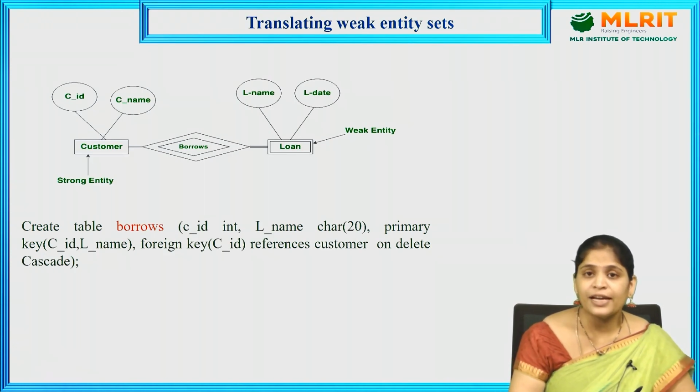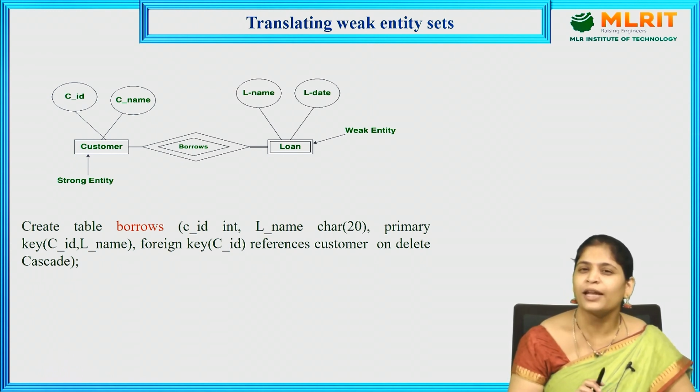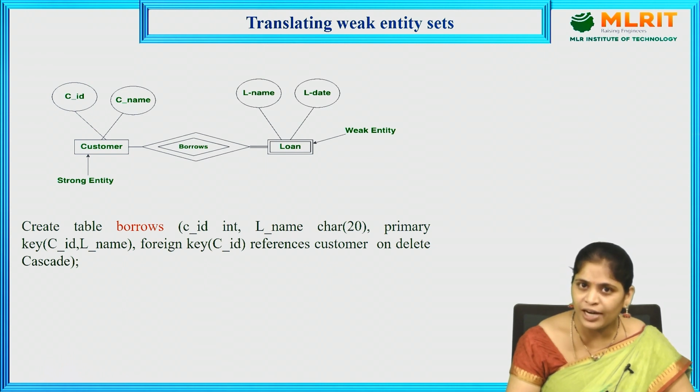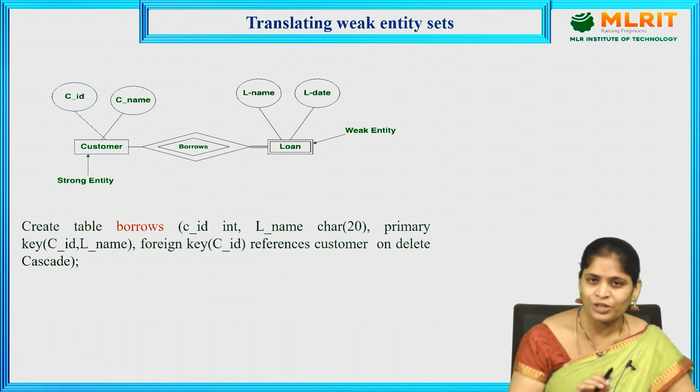Next, translating weak entity sets. As I already told you, what is a strong entity and a weak entity? A strong entity is an entity set that contains a primary key attribute. A weak entity is an entity set that doesn't contain a primary key and depends upon some other entity to be retrieved uniquely.